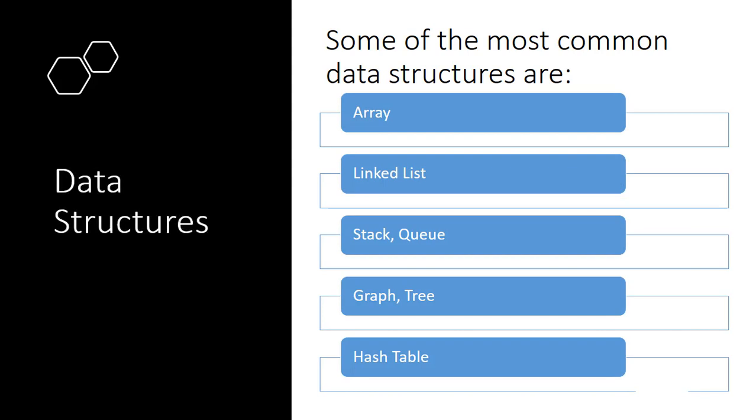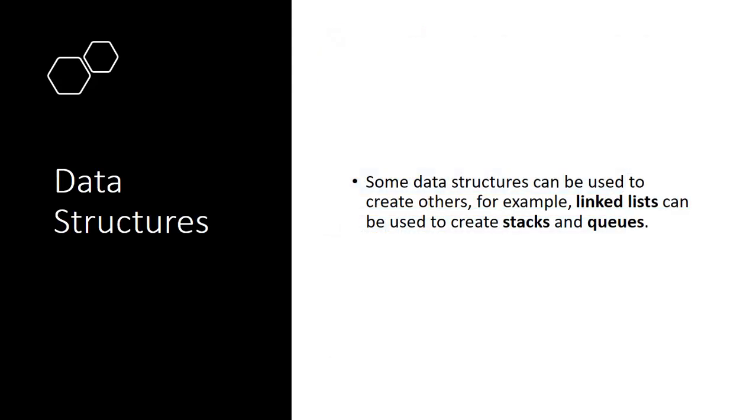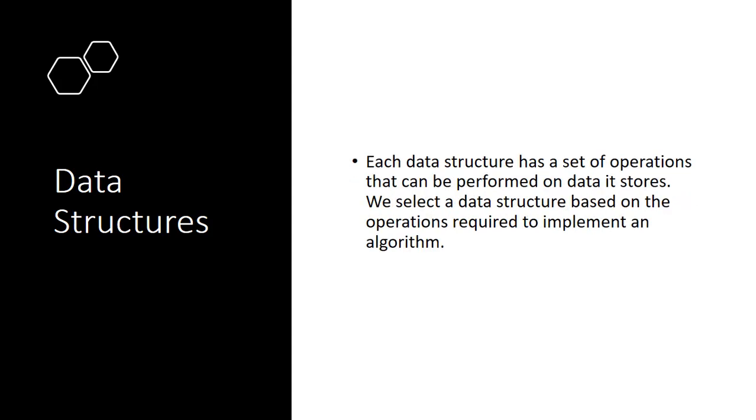Some of the most common data structures are array, linked list, stack, queue, graph, tree, and hash table. Some data structures can be used to create others. For example, a linked list can be used to create stacks and queues. Each data structure has a set of operations that can be performed on the data it stores.